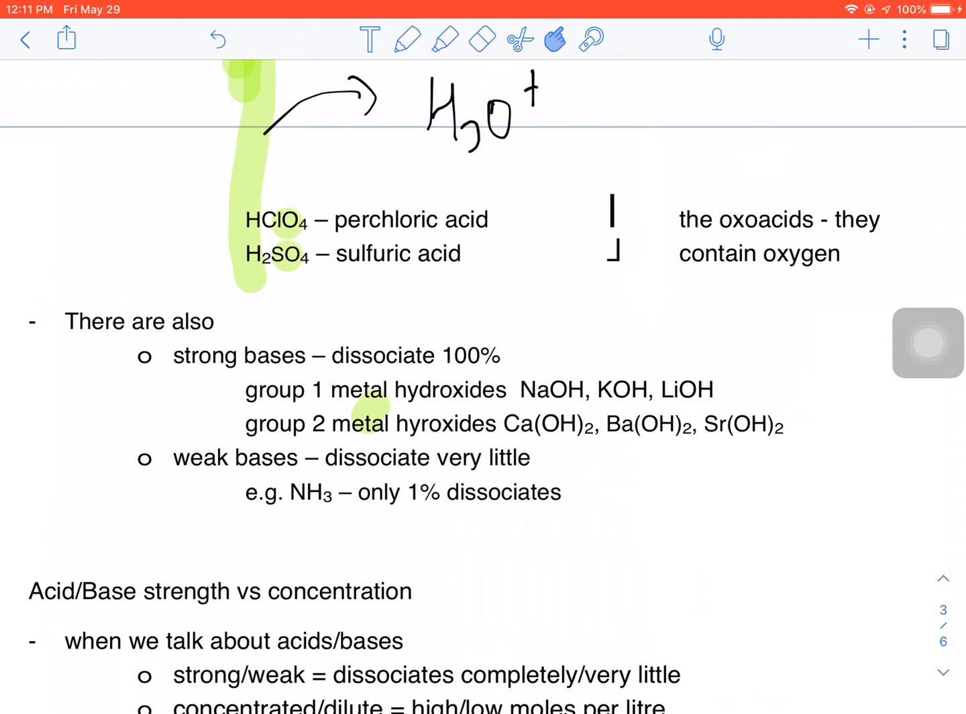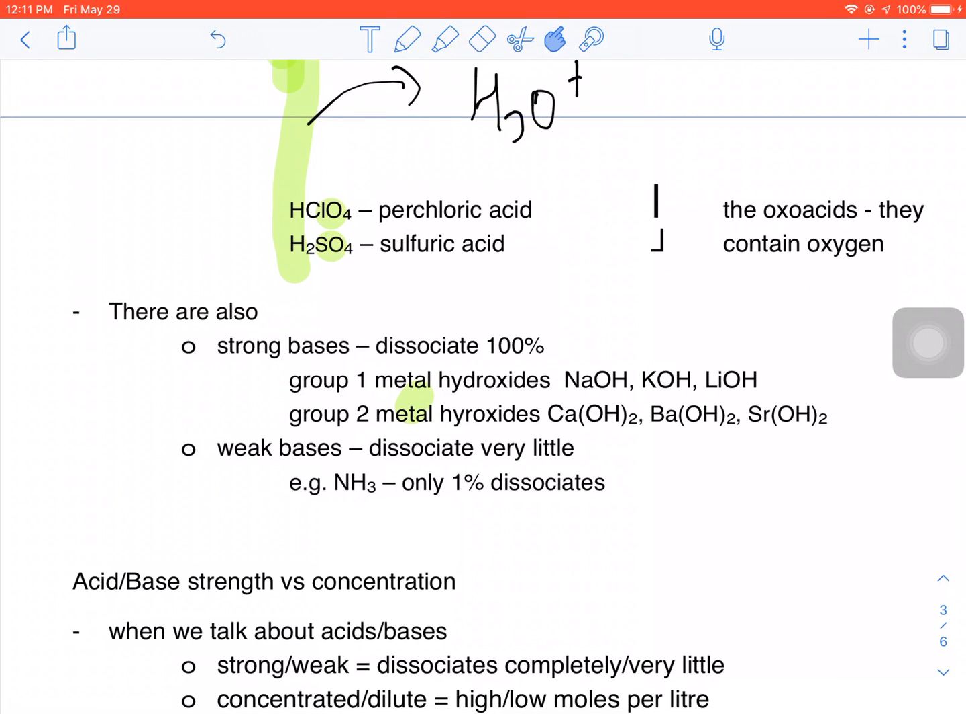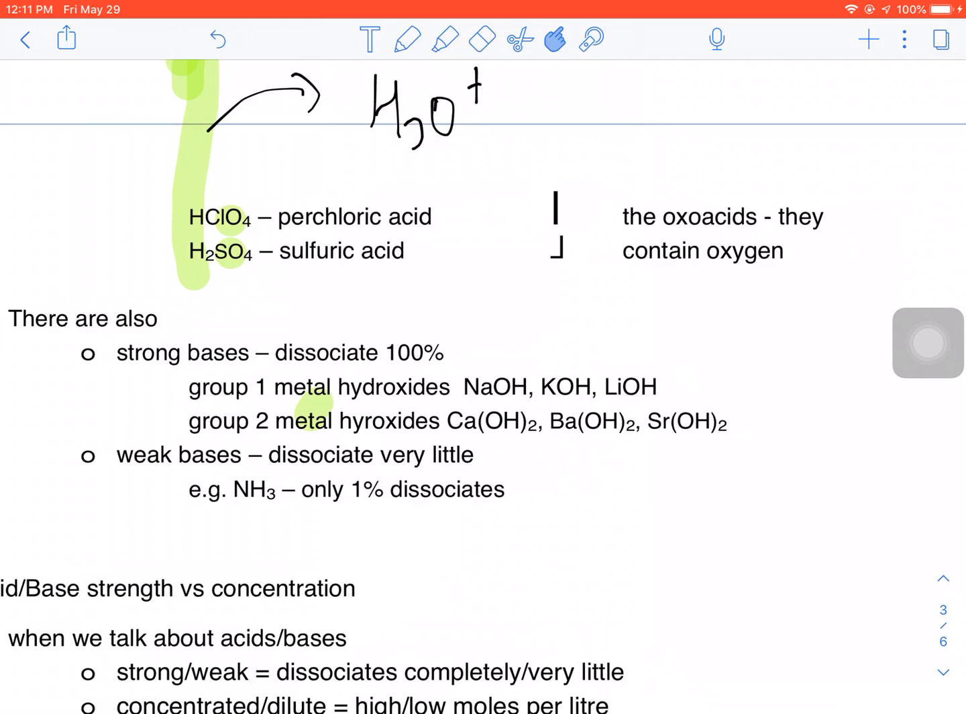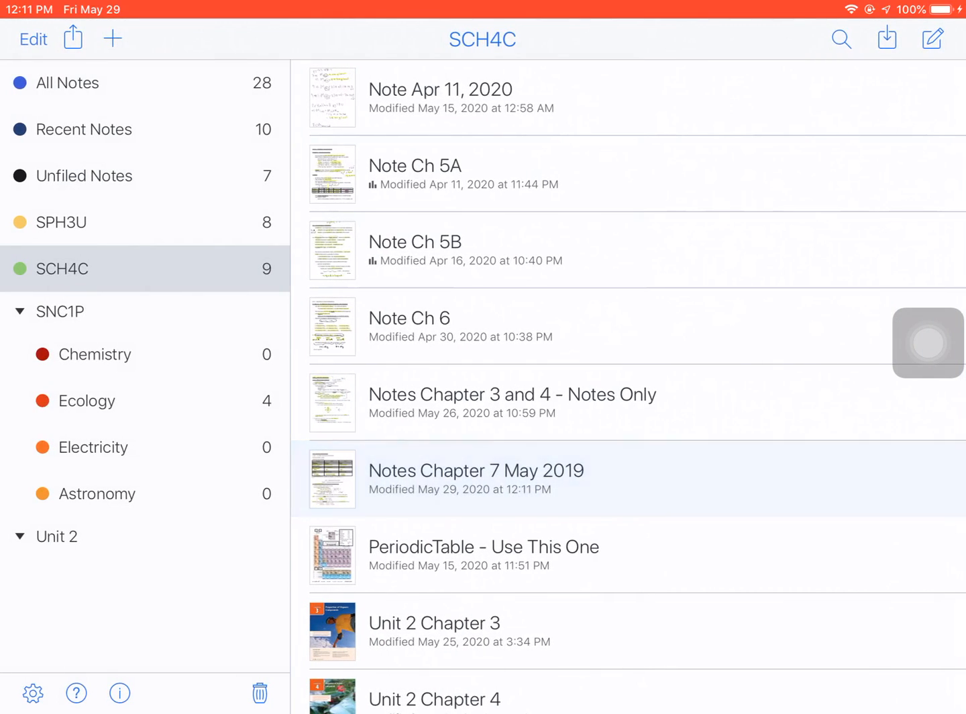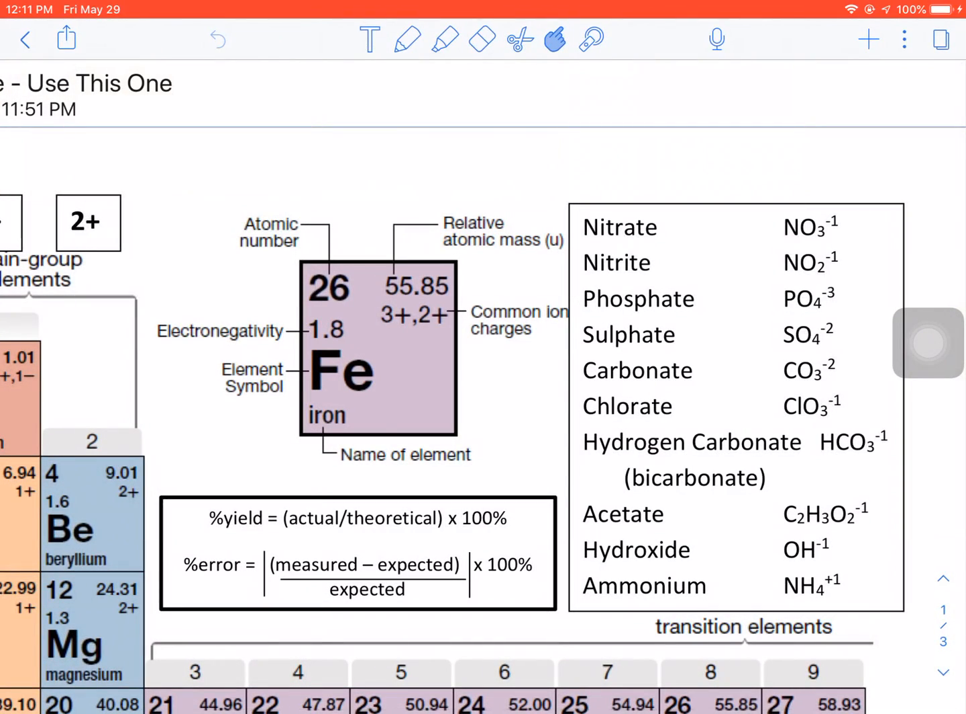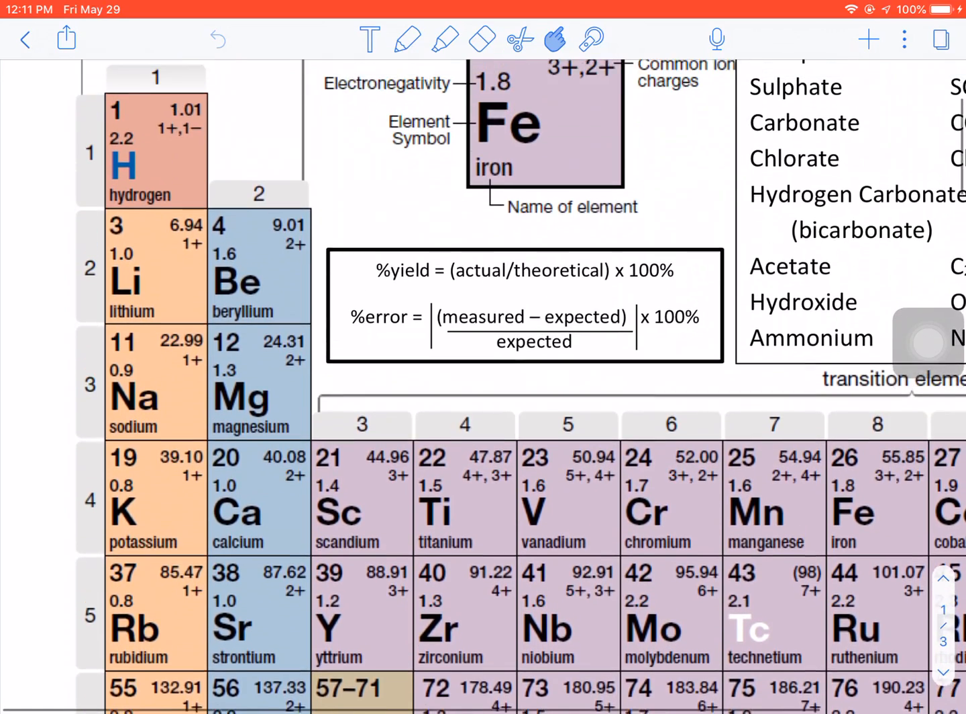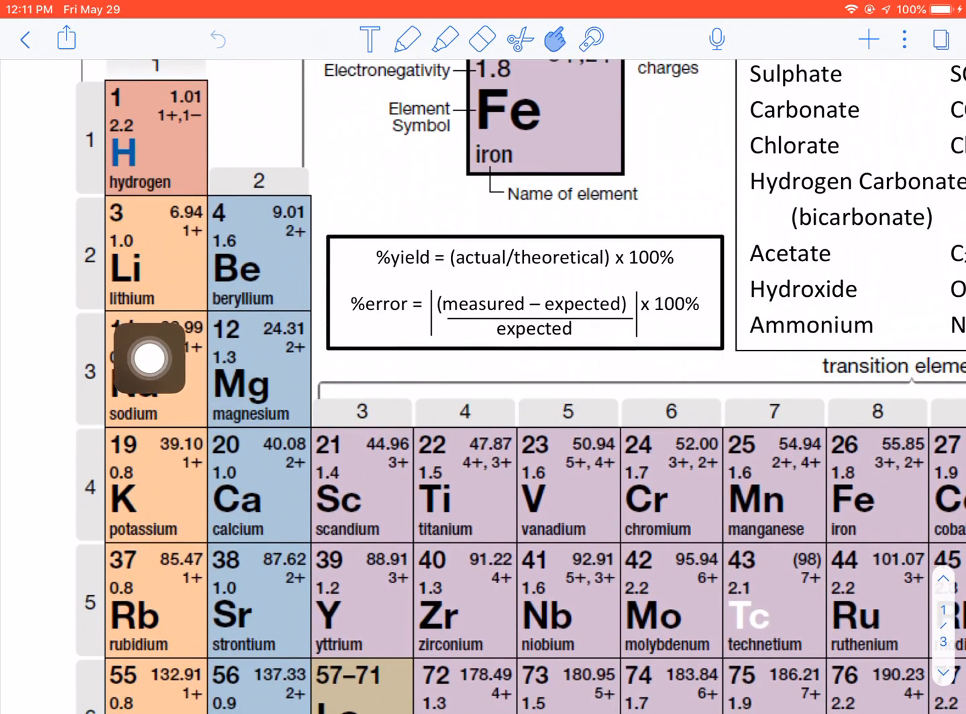Our strong bases are the ones that separate in water 100%, or at least 99.999%, basically 100%. Those are the group 1 metal hydroxides and the group 2 metal hydroxides. If I look at my periodic table, group 1 is over here: lithium, sodium, potassium, rubidium, and group 2 is beryllium, magnesium, calcium, strontium. So these hydroxides will be strong.